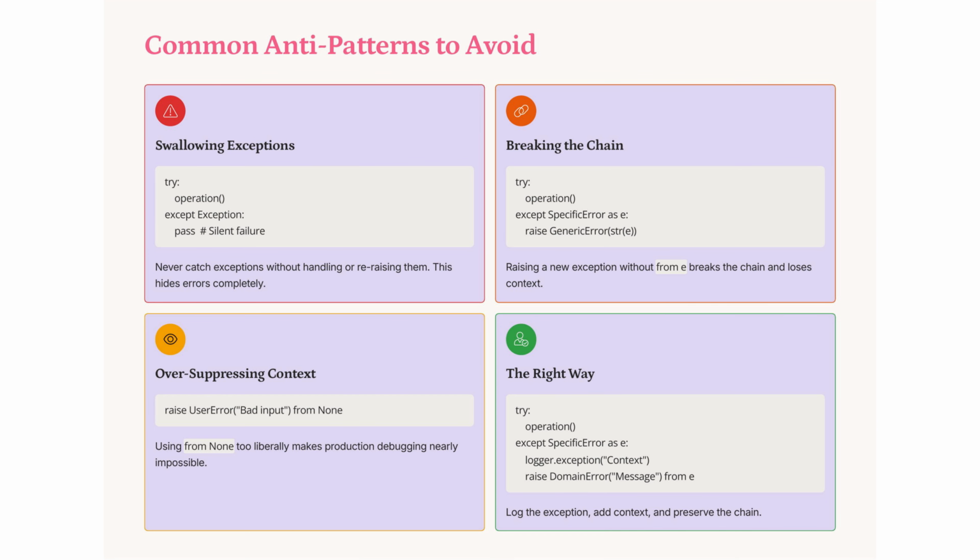Avoid common anti-patterns in exception handling. Never swallow exceptions. Always handle or re-raise them to maintain visibility. Breaking the chain by raising new exceptions without from e loses valuable context. Over-suppressing context with from None complicates debugging. Instead, log exceptions, add context, and preserve the chain for effective error management.